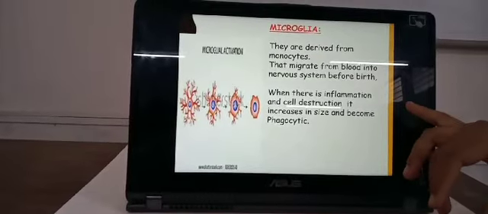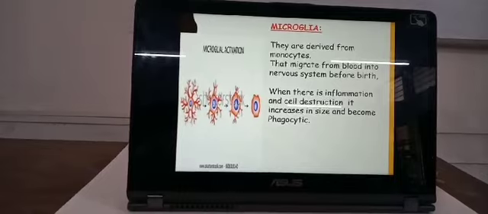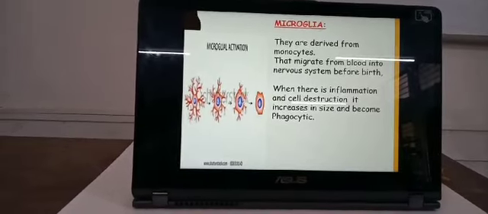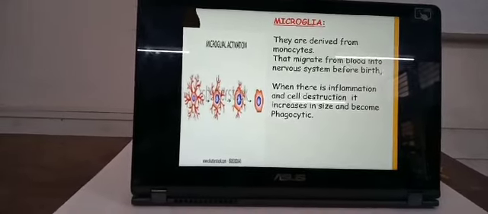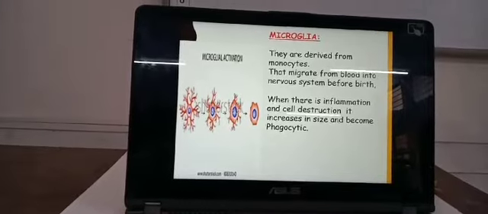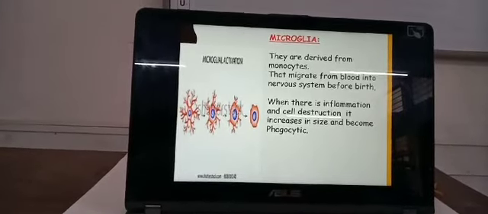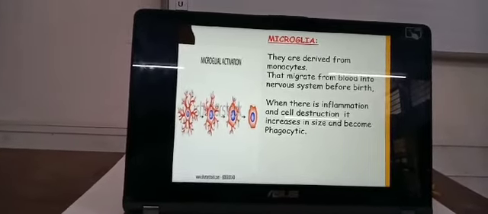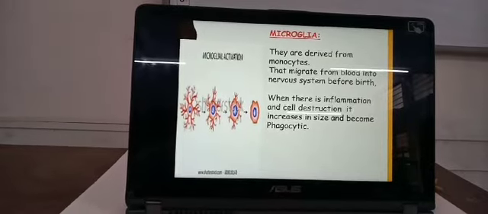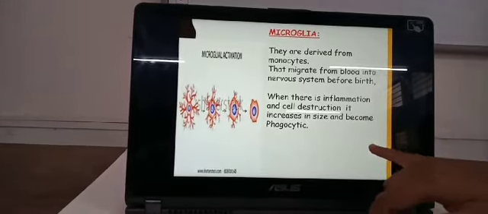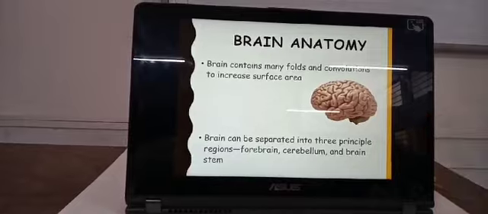Then we have the microglial cells. We learned these cells originate from the blood. And what happens when there is inflammation or cell destruction, the microglial cell increases in size and starts doing its action of phagocytosis.